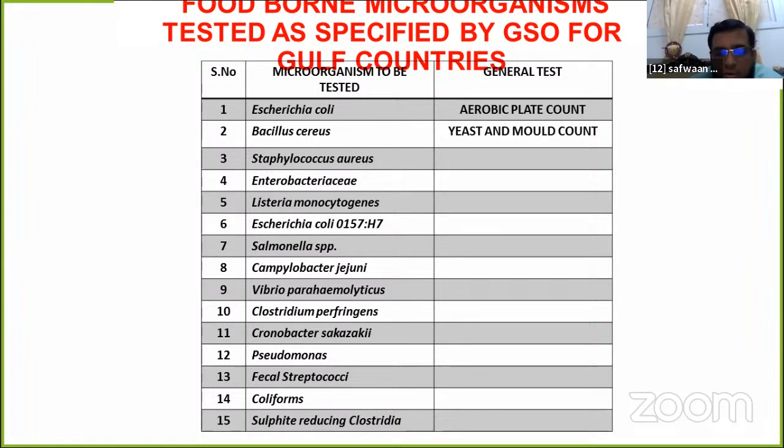Here I would like to point out Chronobacter sakazakii. This bacteria is responsible for spoilage of infant food. The formula milk and the Cerelac, the Nestle products especially targeted for infant diet, are generally contaminated by Chronobacter sakazakii. So any infant food sample given, we have to test for Chronobacter sakazakii. Pseudomonas, fecal streptococci, coliform, sulfite-reducing Clostridia: these four are tested in water analysis.